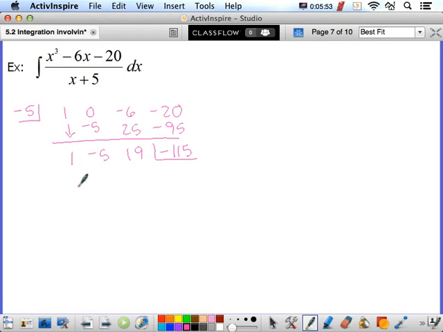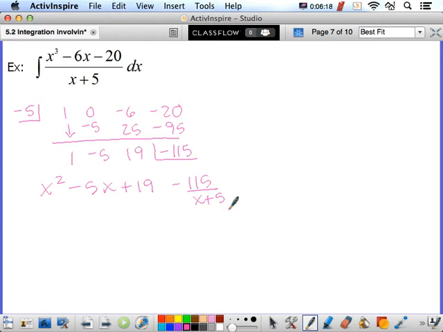So we will bring our x's back, and that will give us 1x squared. Remember that it starts 1 power less than it was before you divided? Because if you do x cubed divided by x, you get 1x squared. Okay, so that gives us x squared minus 5x plus 19 minus 115 over x plus 5. So far, so good? Okay.